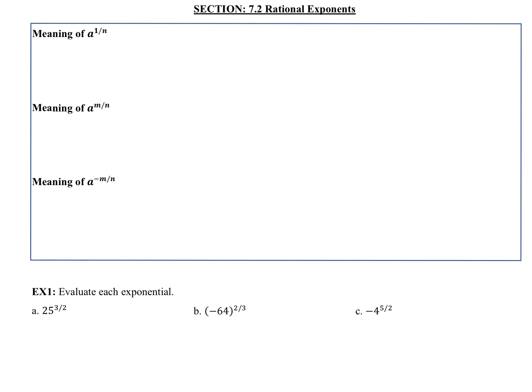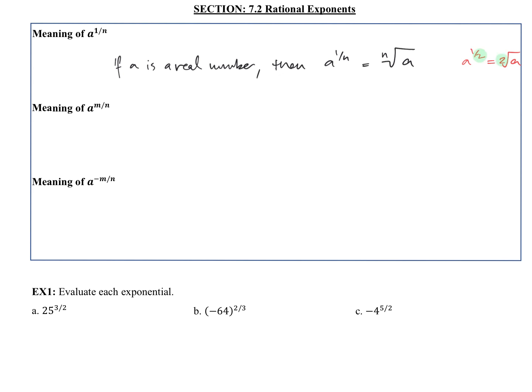Welcome to section 7.2, rational exponents. Alright, so we have three different things we're going to look at. One is the meaning of a to the 1 over nth power. And what does this mean? Well, if a is a real number, then a to the 1 over n equals the nth root of a. So for example, a to the half power would equal the square root of a. So the item that's on the bottom is going to be the index of your radical.